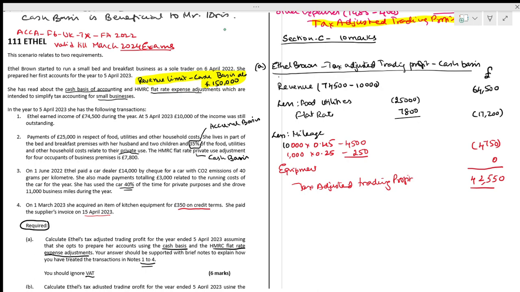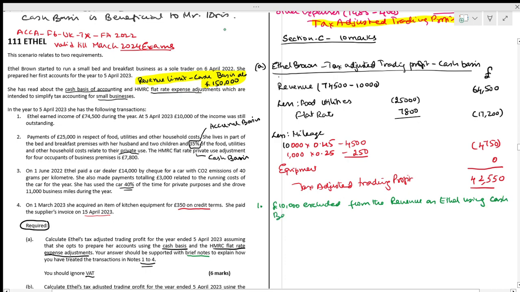Now, what are they asking? They are asking us to write the notes. You should answer supported with brief notes to explain point number 1. Point number 1: we write that 10,000 is excluded from the revenue as Ethel is using cash basis accounting. Simple words. Don't make anything complicated.